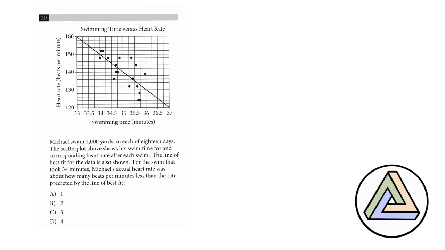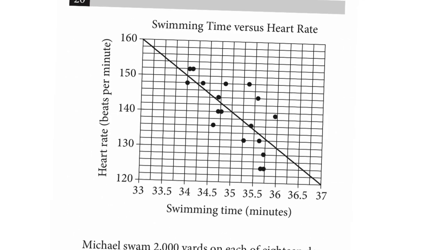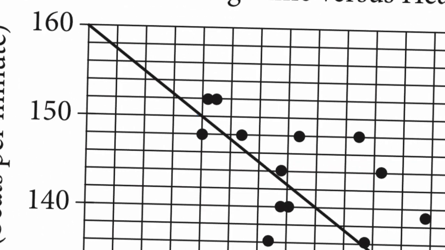So we're going to actually blow this up so we can see very close what's happening. So this is 34 minutes of swimming time corresponding with this point, and it is this discrepancy that they want to know: what is the difference between what actually happened and what was predicted? So in other words, what is this distance right here?